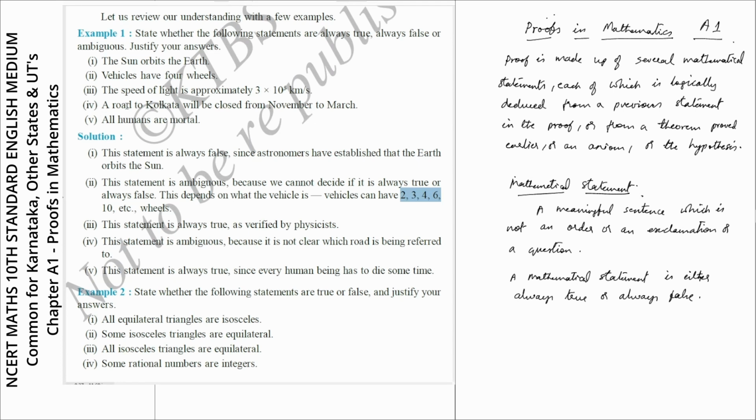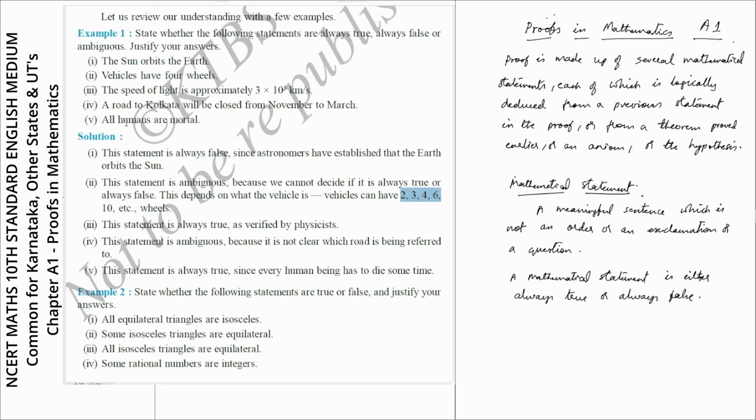The last one, a road to Kolkata will be closed from November to March. So this is also ambiguous because we don't know which road is being closed. There will be several roads connecting to Kolkata. So which road is closed, that we are not sure. That's why this is an ambiguous statement. This statement is ambiguous because it is not clear which road is being referred to.